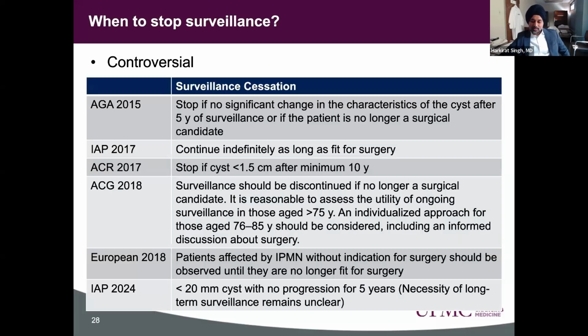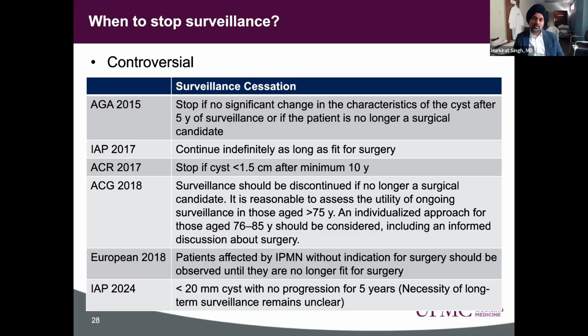Another controversial aspect of this is, when do we stop? Cysts are very common, and most of them are low risk. At what time do you decide, okay, we don't need to follow them anymore? AGA guidelines from 2015 said that if the cyst size hasn't changed after 5 years of surveillance, or a patient is no longer a surgical candidate, because they have cardiovascular issues or their age is above 80 or 85 and they're not going to tolerate pancreatic surgery, then we should stop surveillance.